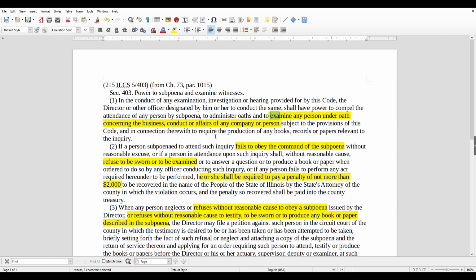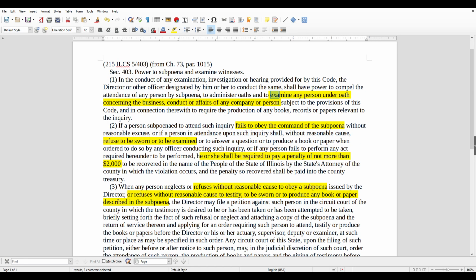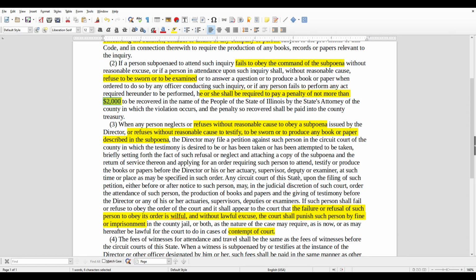And it talks about what happens when a person fails to obey a subpoena. If a person fails to obey the command of the subpoena, and they don't have any excuse and they don't have any reasoning for disobeying that command, then they can end up being fined up to $2,000. And this is in the state of Illinois. The other thing that can possibly happen is that they can end up in prison, in the county jail, and they can also be fined.